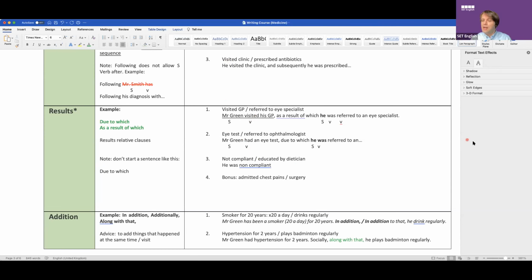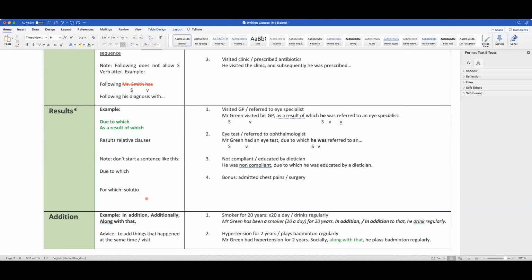And then let's just get someone else in the class. Asya, can you help me finish this? He was non-compliant, comma, due to which he was educated by a dietitian. Can I use "for which" here? Now, you can't, because "for which" means the solution to the problem. So he was not compliant. That's a problem. For which he was educated by a dietitian.